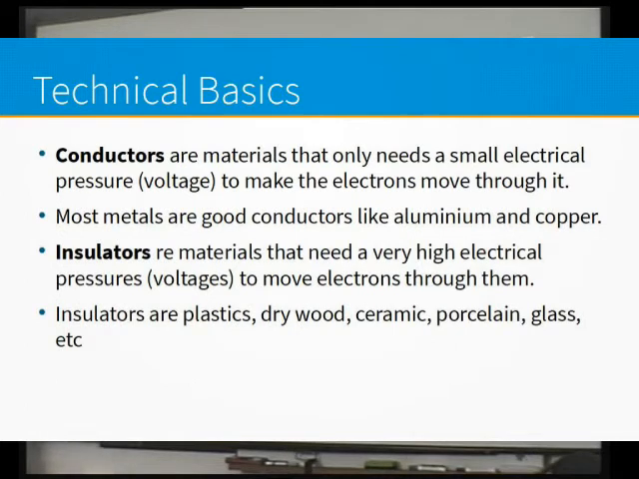Okay, to get that flow of electrons around a circuit, we need conductors. And the definition of a conductor is it only needs a really small pressure to actually move those electrons through it. Good example, things like aluminium and copper. The wiring in your house is copper, and most of the circuits in electronic equipment is copper. So it allows that flow of electrons really easily.